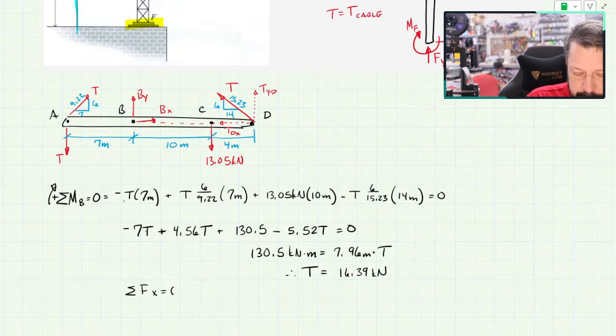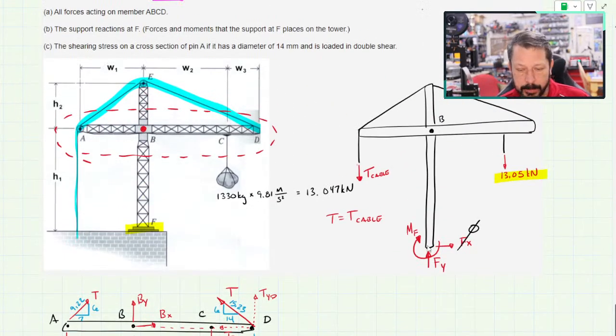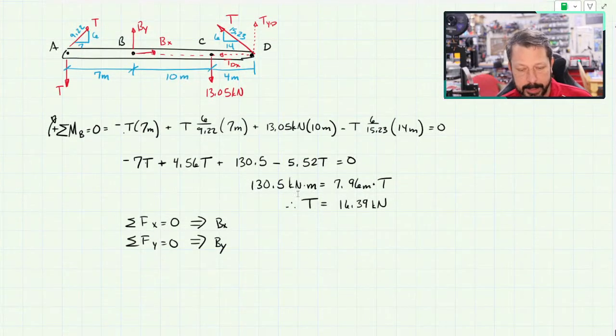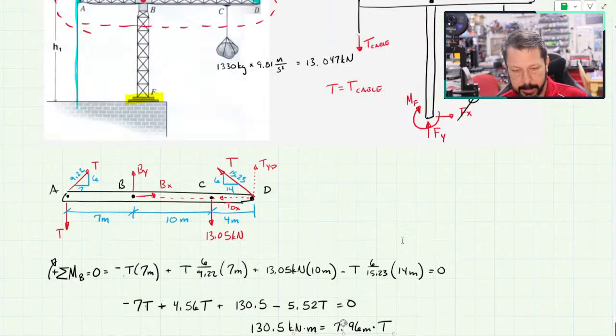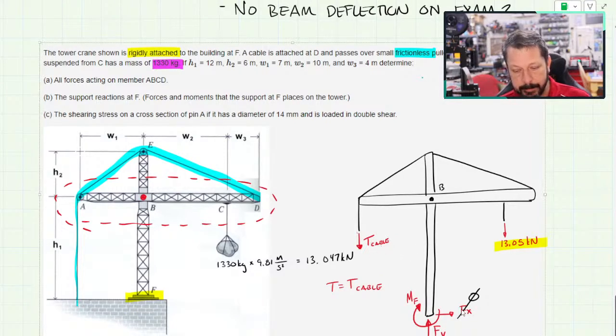Summation of forces in the x direction would give me Bx, and then summation of forces in the y direction would give me By. And I'd have all the unknowns on that piece. Actually, I would still have to know Fx, Fy, and Mf, but I could take this value of T that I just found and apply it to this free body diagram here, and I'm back to just having two unknowns, Fy and Mf.